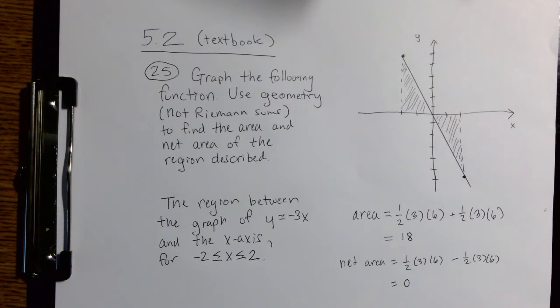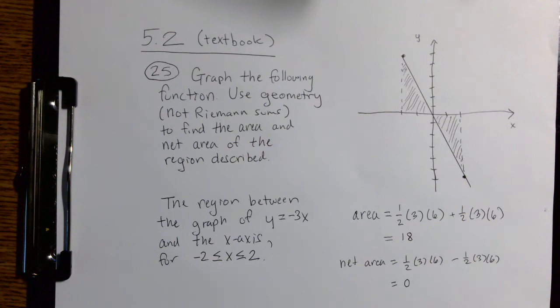And so we determine how much area we have above the x-axis, how much we have below the x-axis, and the net area would be the difference. With area, again, we just count it all as positive. Net area is where we make the cancellation if there's some positive and some negative.